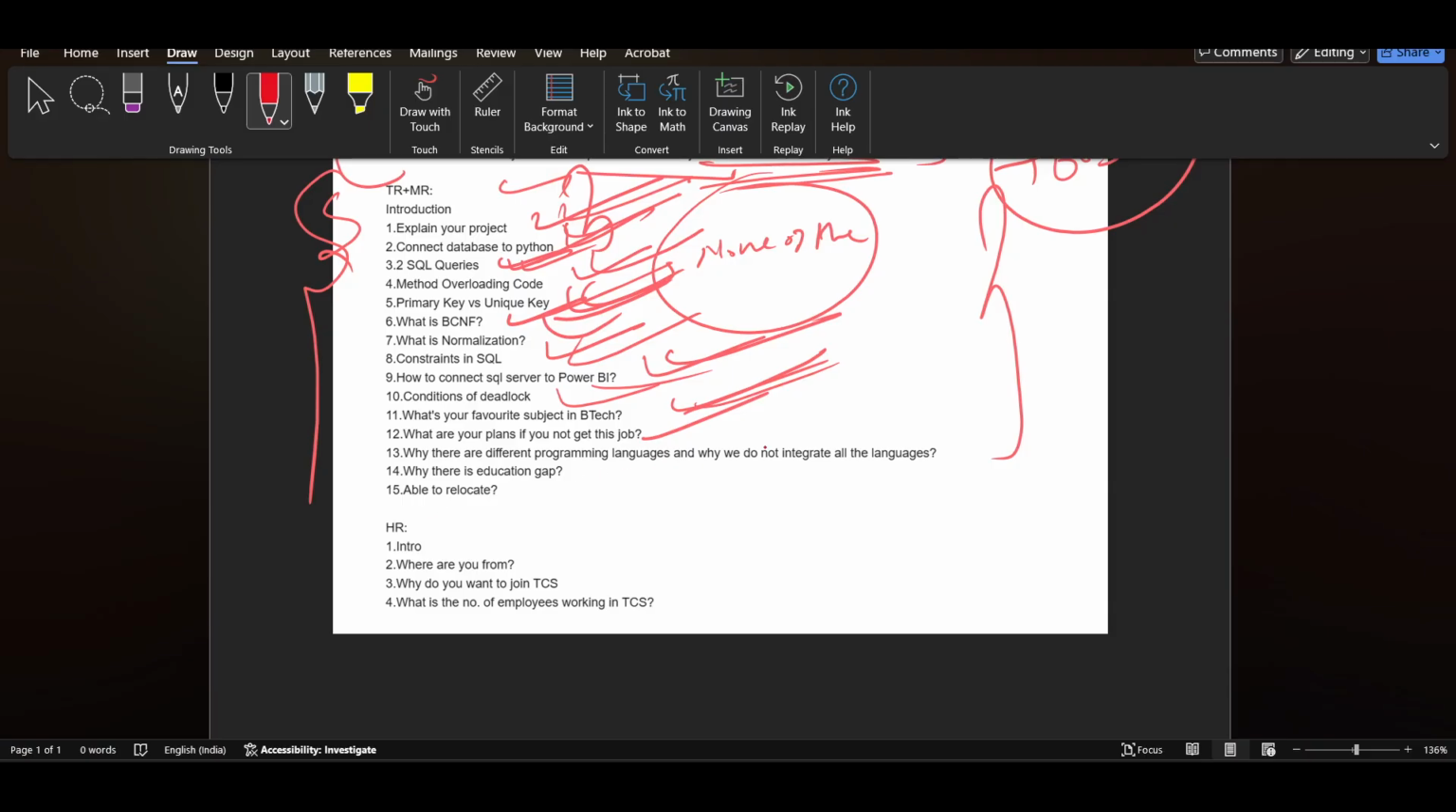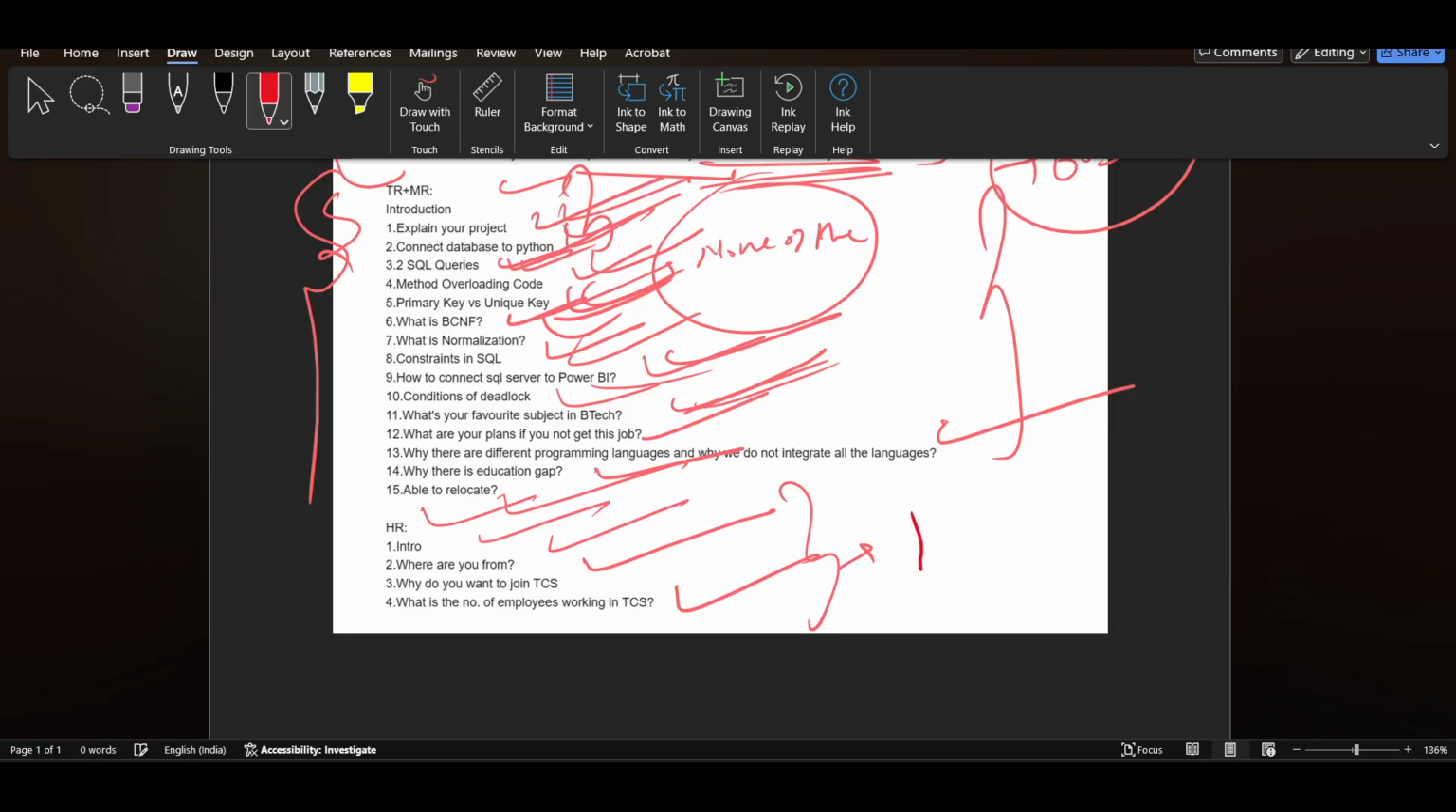What are your plans if you do not get this job? Why are there different programming languages, and why do you not integrate all the languages? Why is there an education gap? Will you be able to relocate? In HR, they asked intro, where are you from? Why do you want to join TCS? What is the number of employees working in TCS?